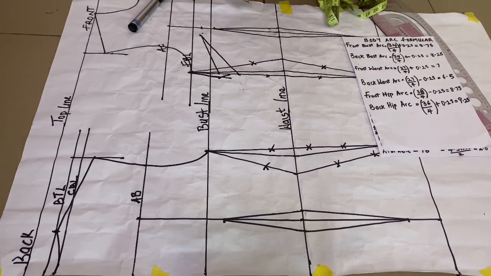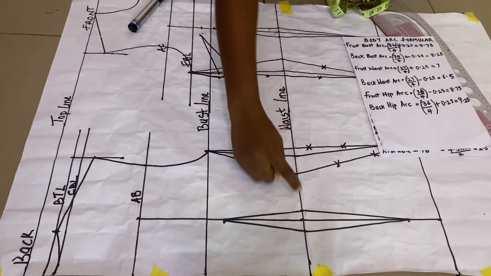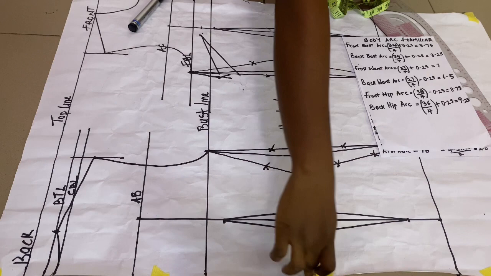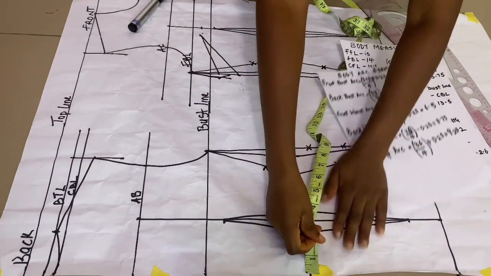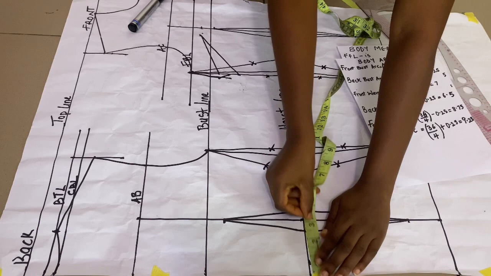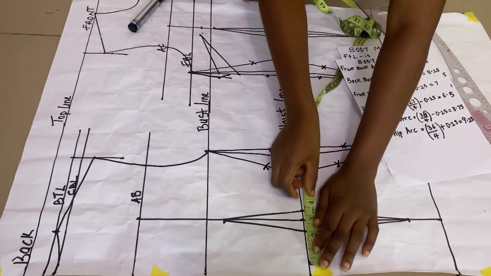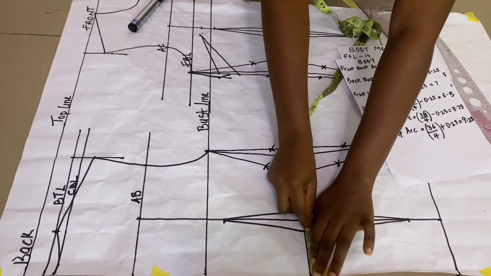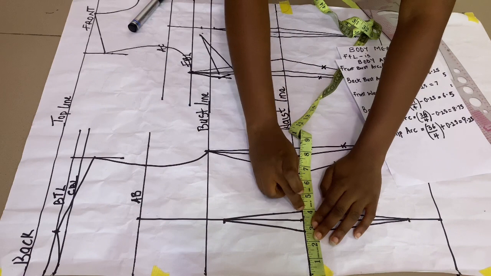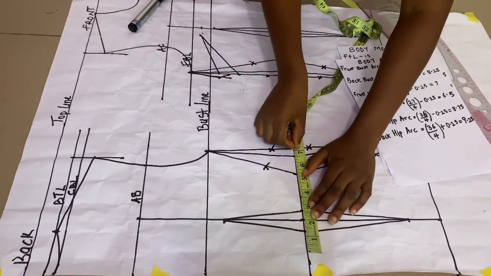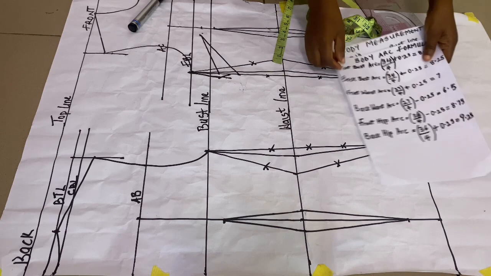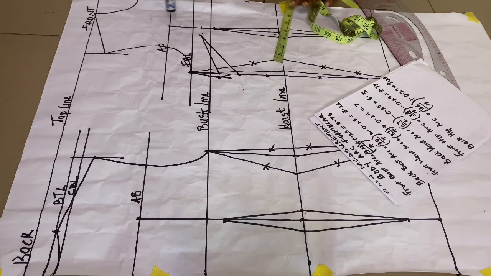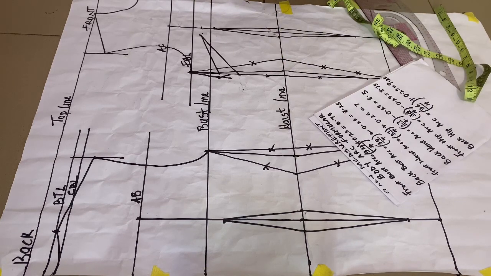I'll do the same thing for the back waist. I'll measure it from this point to this point, and I'll omit this dart amount here, and I'll measure it from this point to the edge of the paper. From this point, I'm having 2.6. From that 2.6, I'll place the 2.6 at this point here, and I'm having 6.5, which is my back waist arc. And that's it about the pattern drafting.